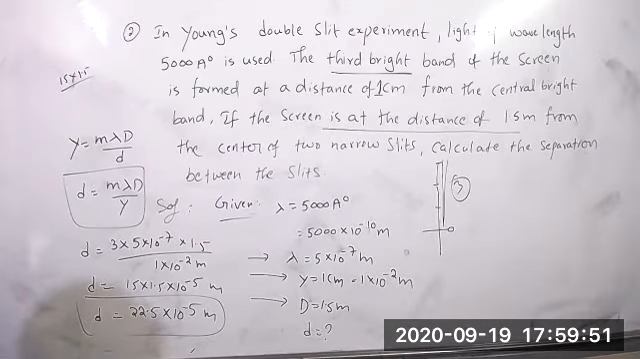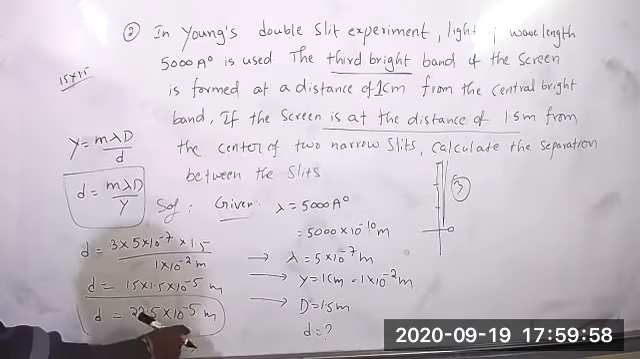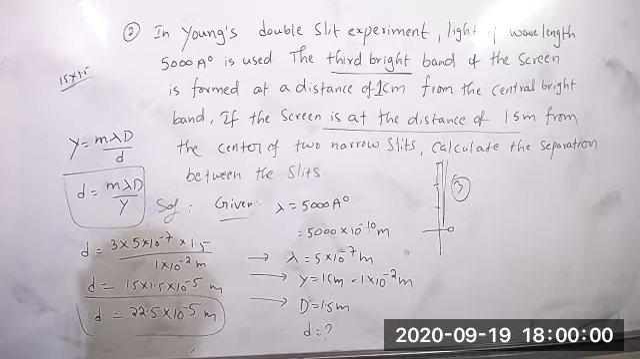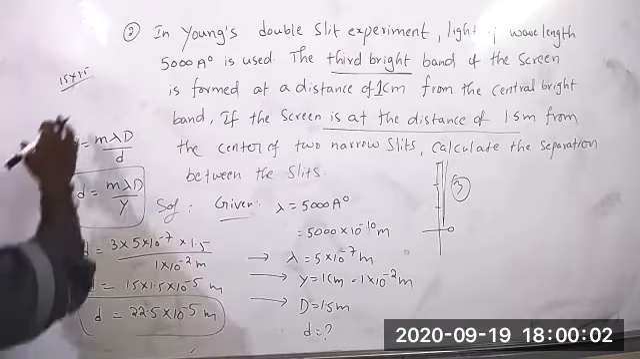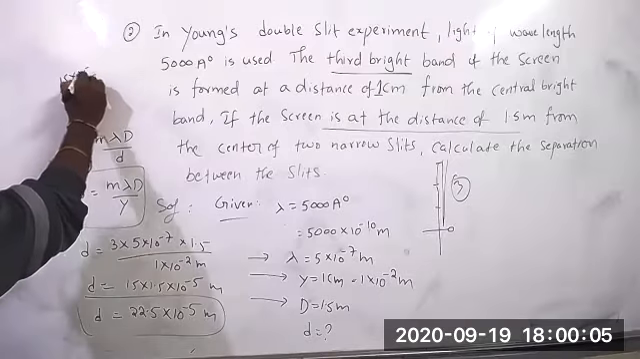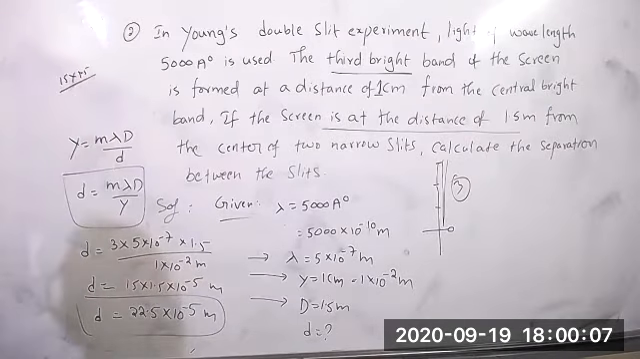Sir, I am getting 2.25. How much after 10 to the power of? Sir, is that 15 or 1.5? No, 15 into 1.5. Then it's 22.5. Yeah, it's correct.